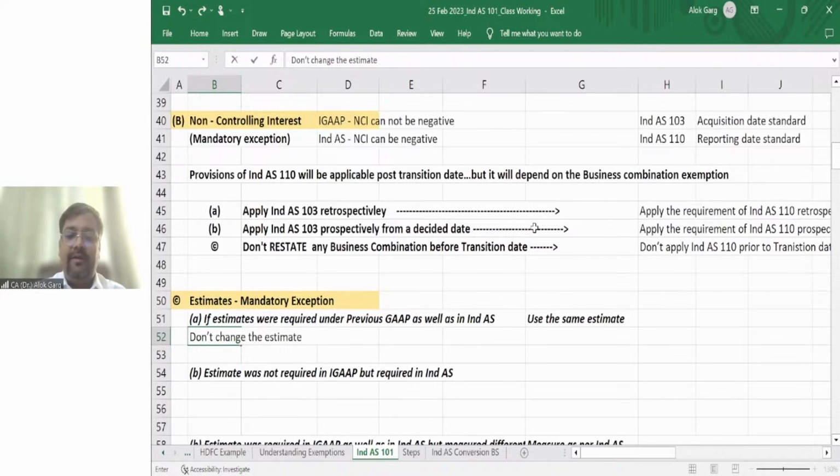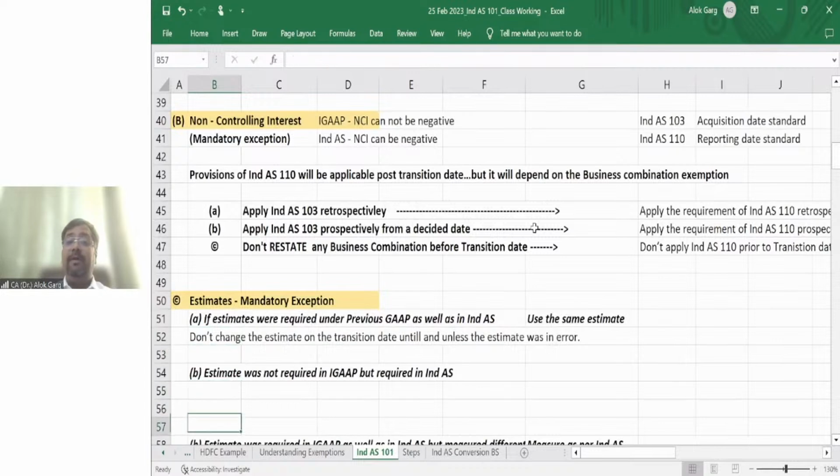until on the transition date, unless the estimate was in error. What is the meaning of this? For example, instead of a 5% provision, the accountant has erroneously applied 0.5%. So this was an error. If it was an error, the error needs to be corrected and it has to be called out separately that this is the impact of the error, right?